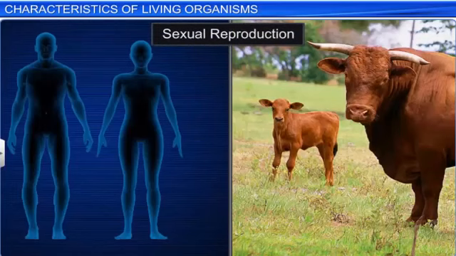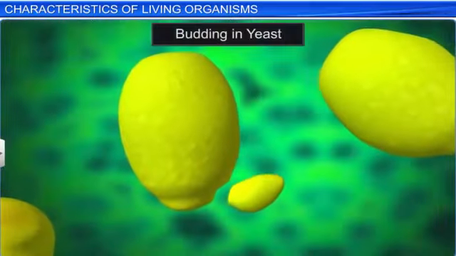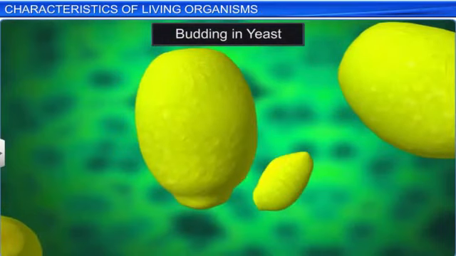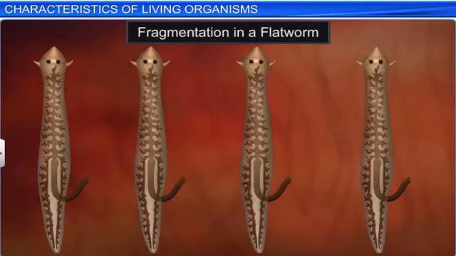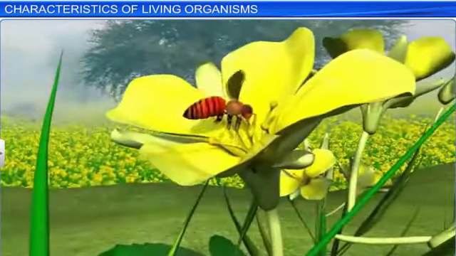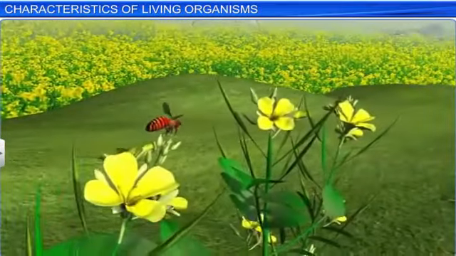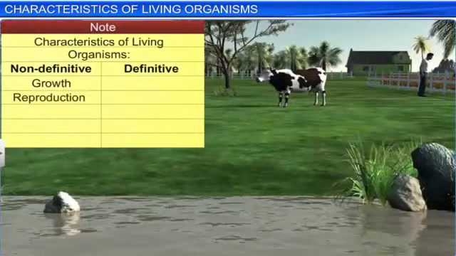Sexual reproduction can be seen in higher organisms like man and animals. Asexual reproduction can be seen in lower organisms through budding as seen in yeast, or through fragmentation as observed in flatworm. However, certain organisms, such as sterile worker bees, are not capable of reproducing. But that doesn't mean they are non-living. Reproduction is therefore not a definitive characteristic of the living.